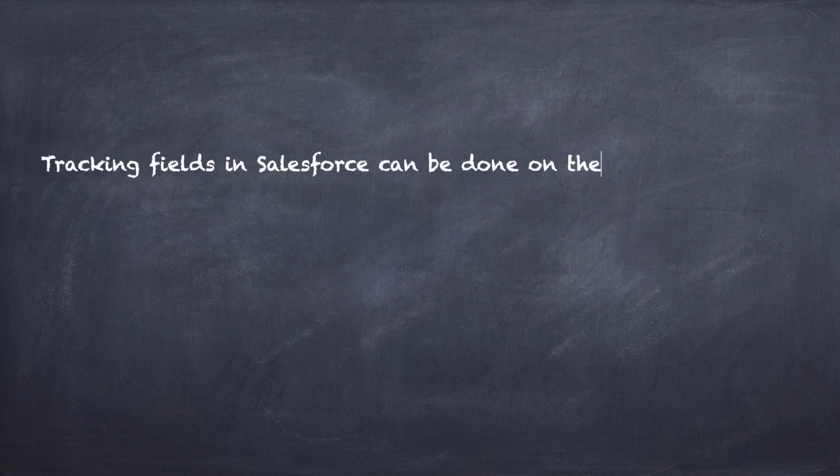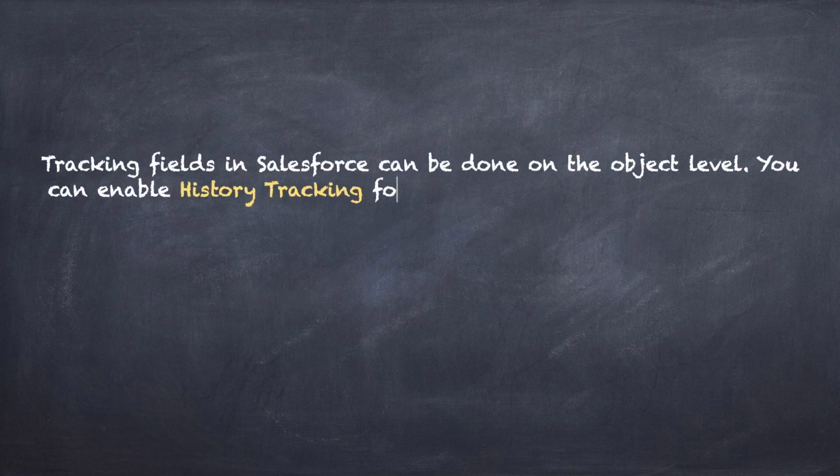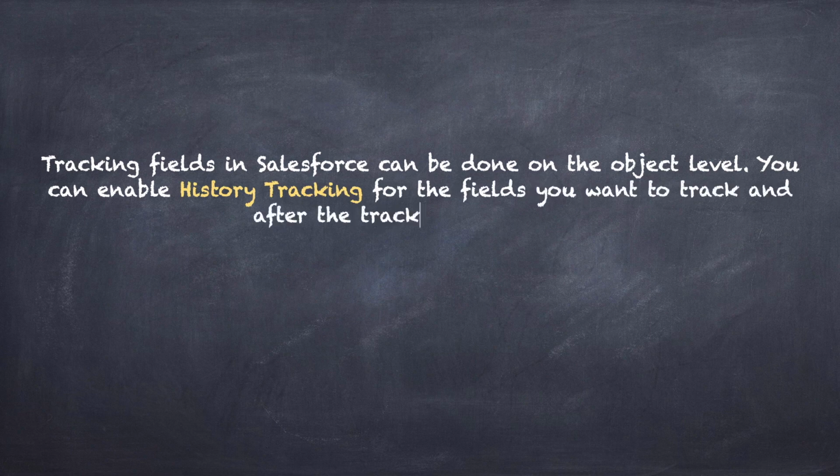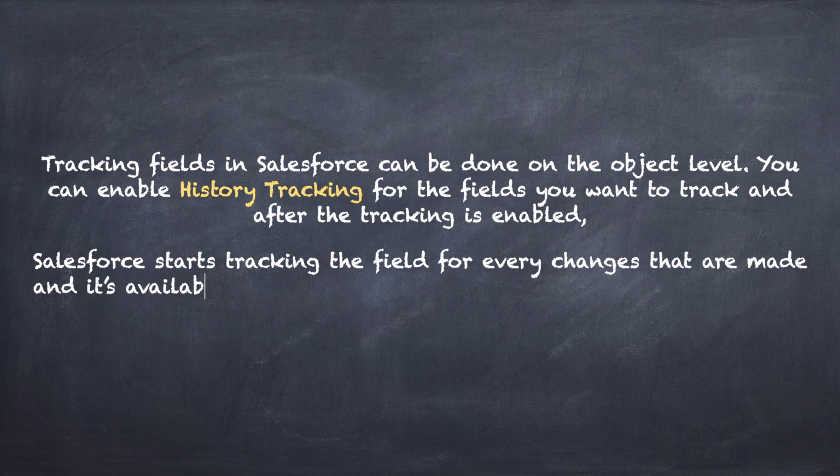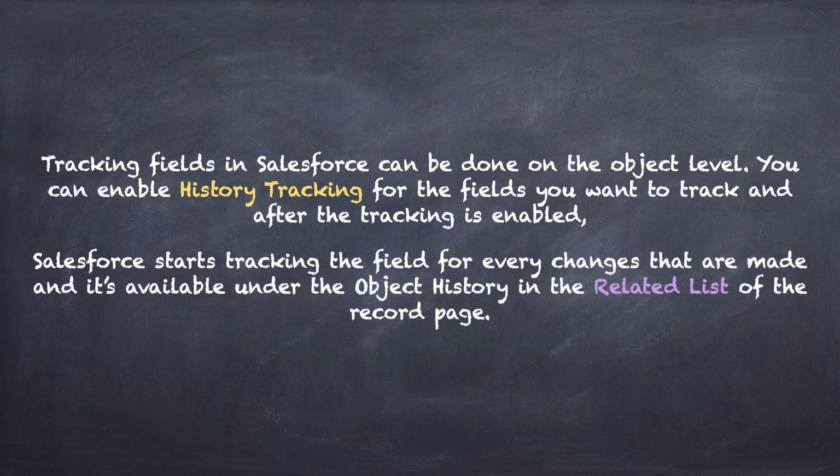How do you track fields in Salesforce? Tracking fields in Salesforce can be done on the object level. You can enable something called history tracking for the fields you want to track, and after the tracking is enabled, Salesforce starts tracking the field for every change that is made, and it is available under the object history in the related list.